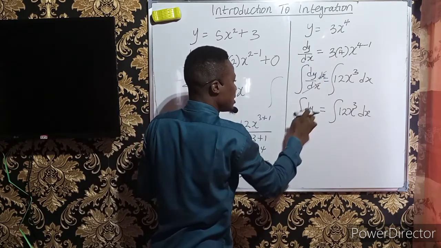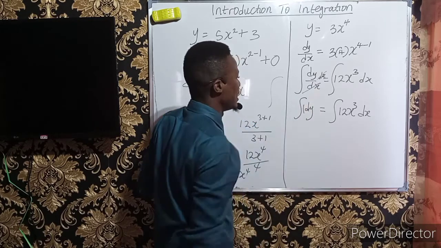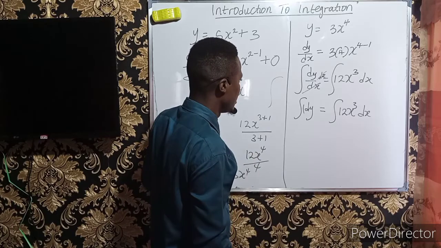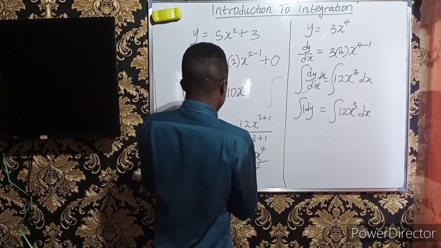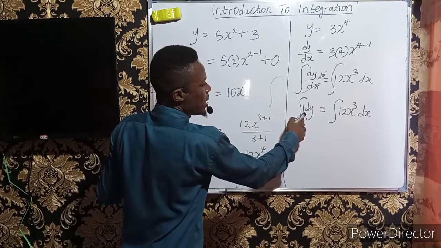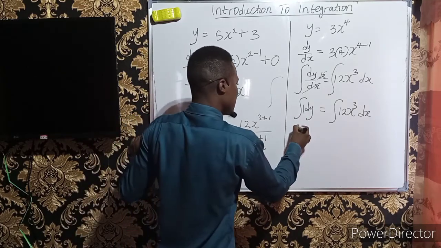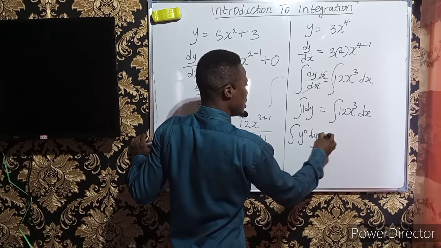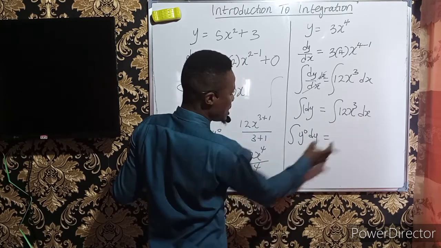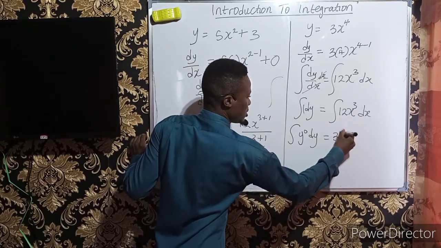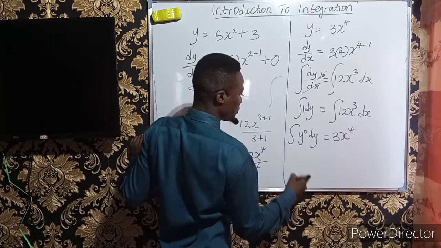But this integral dy is the same as integral of 1 dy, because 1 times dy is still the same thing as dy. And 1 is the same thing as y power of 0, because y power of 0 will give me 1. So this is saying integral of y power of 0 dy equals, when we integrated this here, we got 3x power of 4. So this is just 3x to the power of 4.